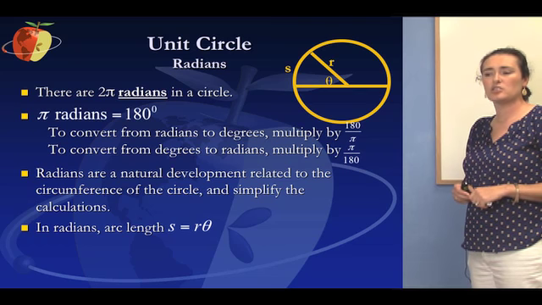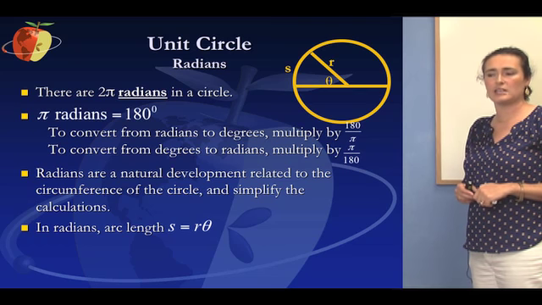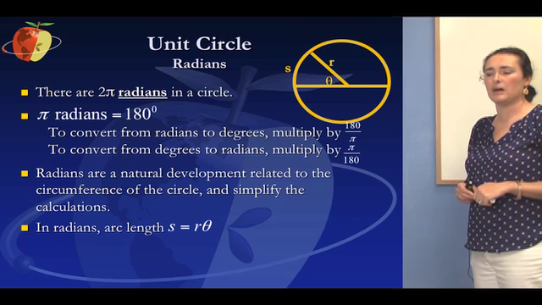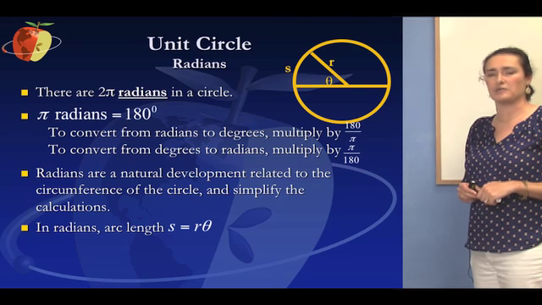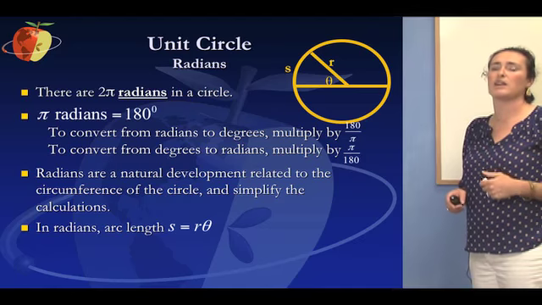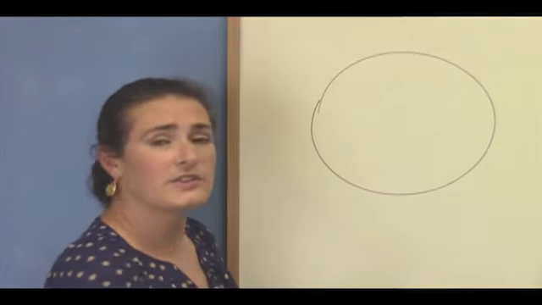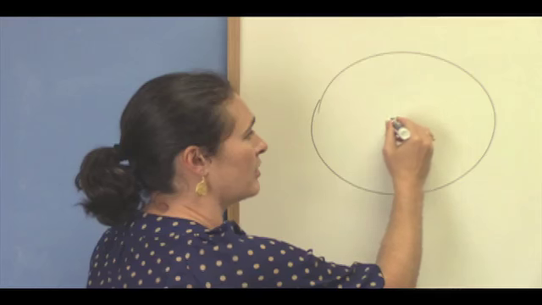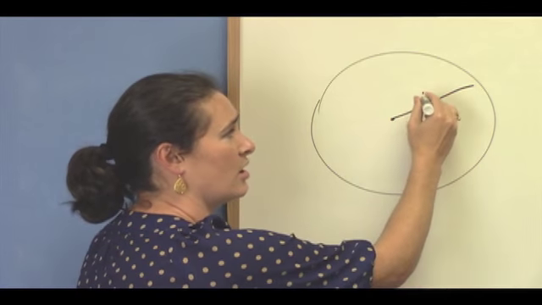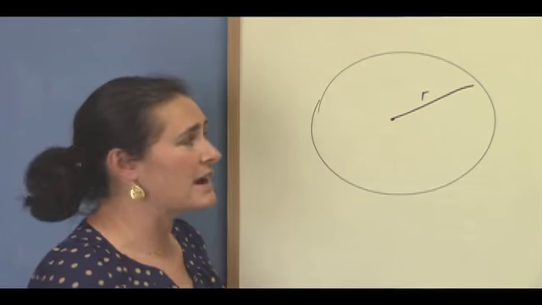So first, there are 2 pi radians in a circle, and we're going to talk about more what that means and how you convert between degrees and radians. So I'm going to draw on my board a circle, and we're going to talk about what a radian is in relation to the radius. So here's a circle with radius 1. I'm just going to call it r for now, whatever that radius is.